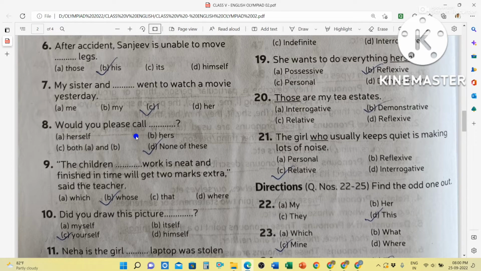Would you please call me, or you, or him, or her? But here these options are not available. So none of these. Would you please call me, or would you please call her? Would you please call him? So him, her and you are the pronouns we can use here. But here there are no options of him, her or you. So none of these.